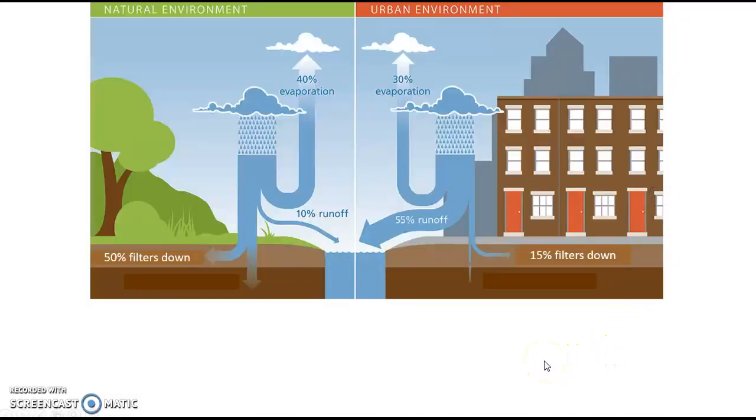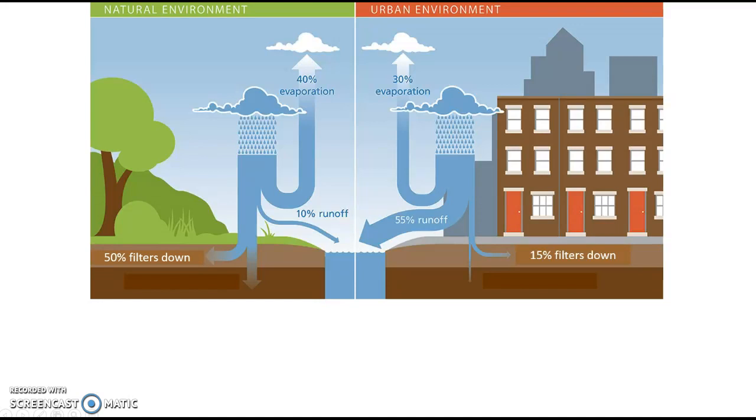There's a big difference between what happens to rainwater in a natural environment and an urban environment. Urban environment means a city. So in this infographic, you can see the left side, the green side, is showing a natural environment, and the red side is showing an urban environment or a city.